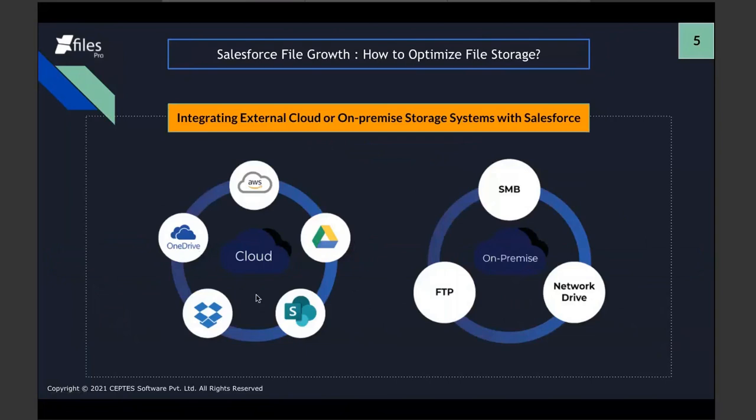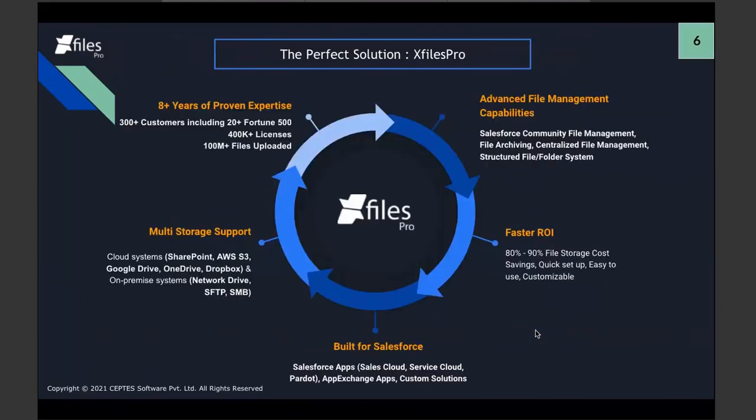If you are using Microsoft integrations or 365, then you can use SharePoint or OneDrive, or you can use Google integrations such as Google Drive. You can use Amazon integrations, AWS, Dropbox, or on-prem. So that's the flexibility that we give in terms of choices. On the same lines, let's talk about how XfilesPro is the perfect solution for the challenges and for the scenarios which might come up.